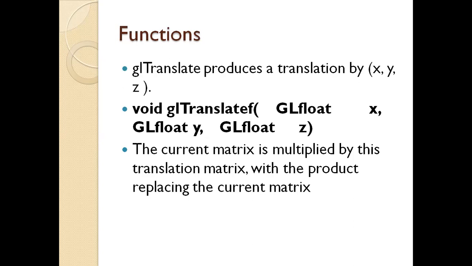This is all theoretical, I told you how it works internally. There is an OpenGL function provided called glTranslatef, which takes three values x, y, z. So here, the current matrix is multiplied by this translation matrix, with the product replacing the current matrix. Initially, whenever we apply this, we are loading an identity matrix. That identity matrix is multiplied by whatever the glTranslate parameters x, y, z values you give, and with this you'll be replacing the current matrix.